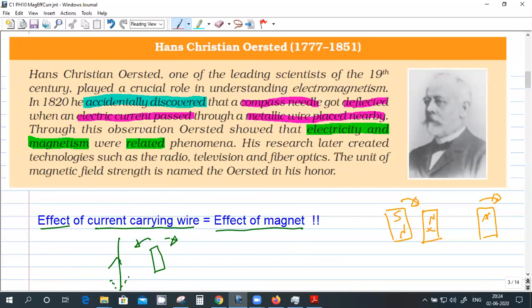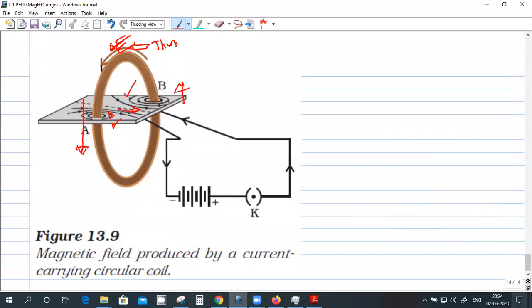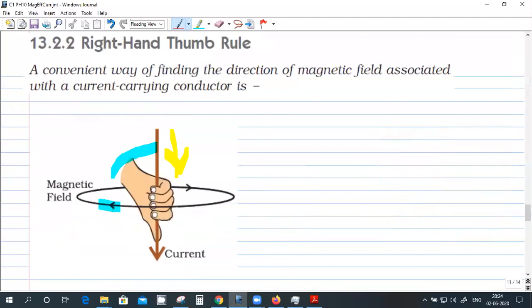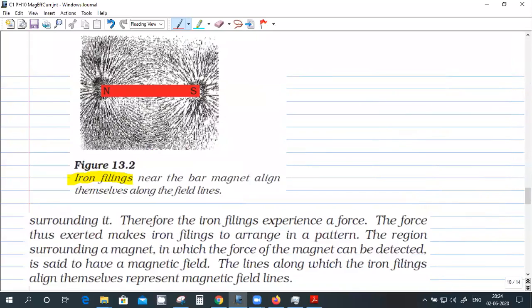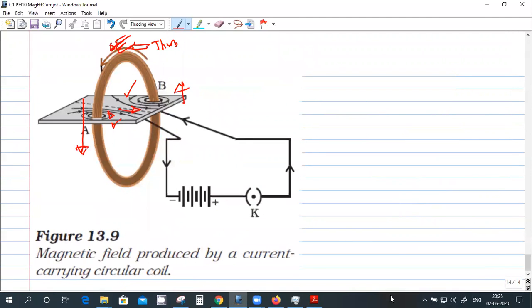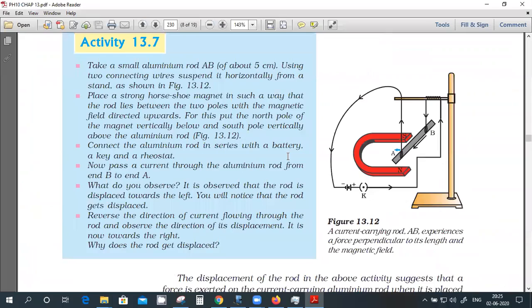But instead of that, you can have a current carrying coil, and then pass current through it over some material, and because of the current flowing, it will act as a magnet. Those magnets are called electromagnets. In electromagnets, you are producing the magnetic effect by a current. This is basically what the chapter contains. Some more things are there. We'll do it in the next class.